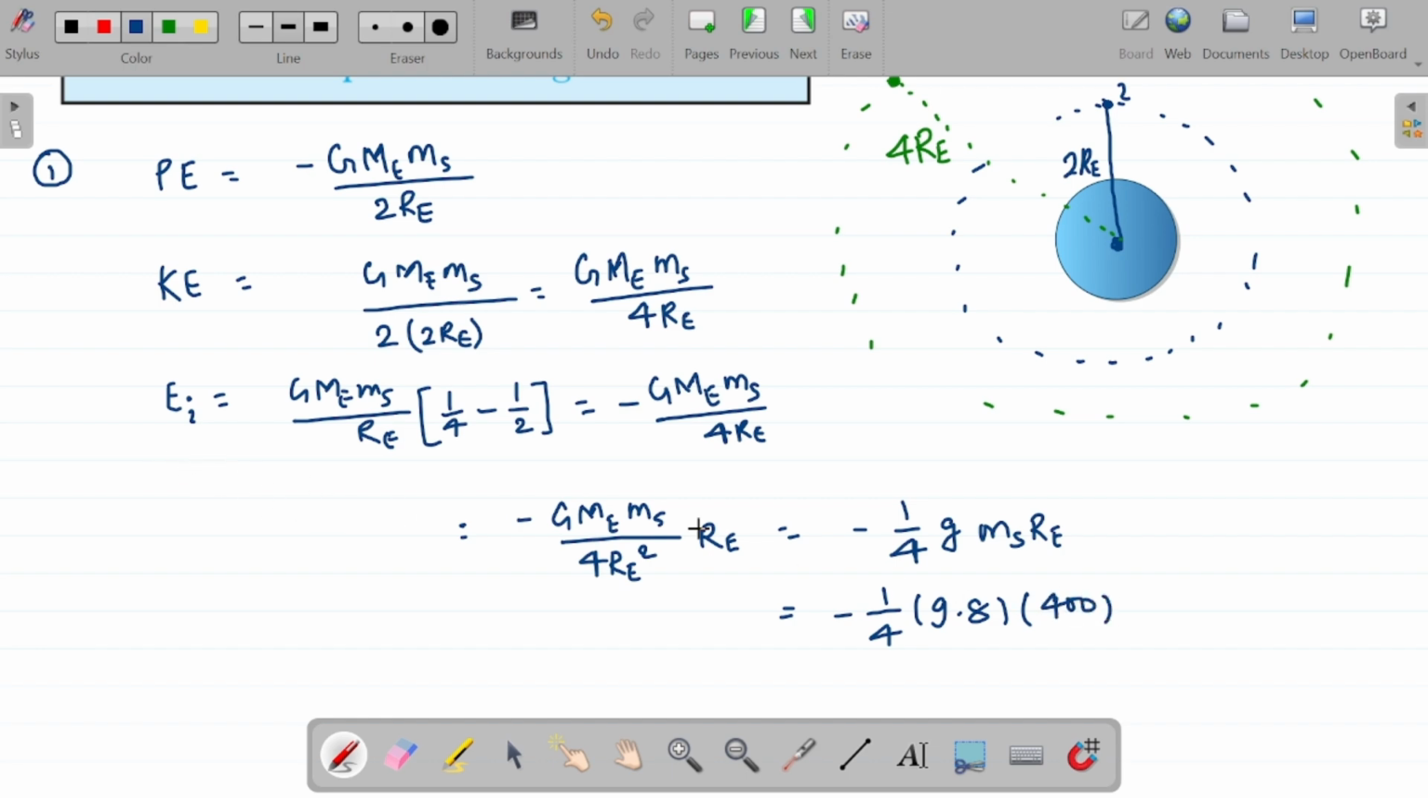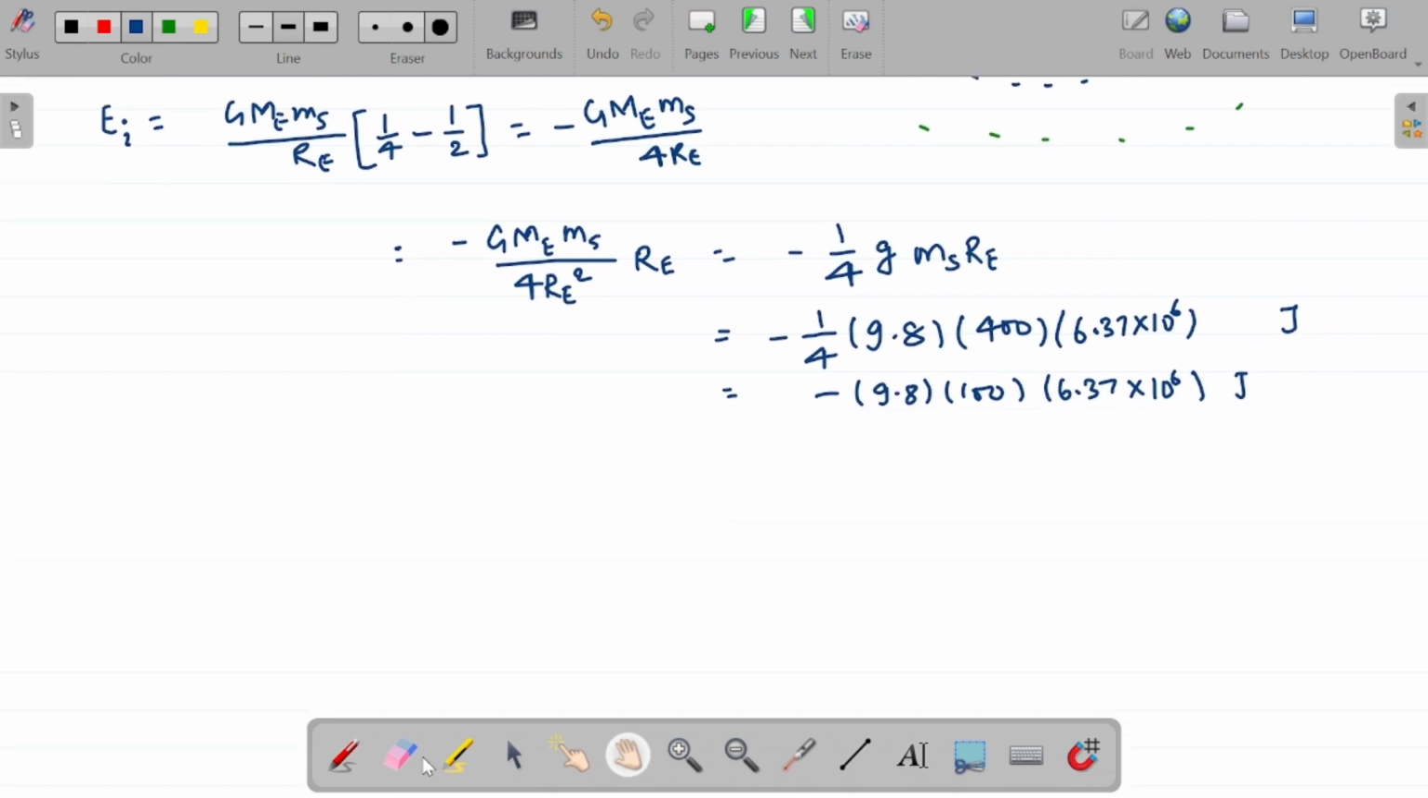Look, this is energy, so at the end it will be in joules. And the radius of the Earth is 6.37 into 10 to the power 6 meters. So now we have to solve this part only. Minus 9.8 into, look, this 4 and this 400, so it will be 100, and then 6.37 into 10 to the power 6 joules.